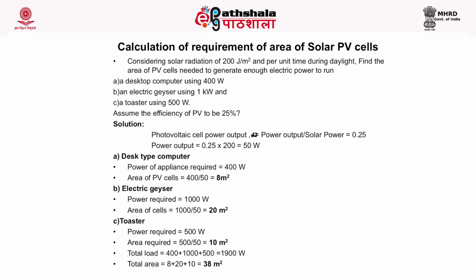So, for the total load, you can add all the values of the power required, that is 400 plus 1000 plus 500, which gives you 1900 watt. From the above calculations, the area required for the desktop computer is 8, the electric geyser is 20, and the toaster is 10 meters square. So, adding 8 plus 20 plus 10, we get 38 meters square. This is the total area of PV cells required by the desktop computer, electric geyser, and toaster for this power required.